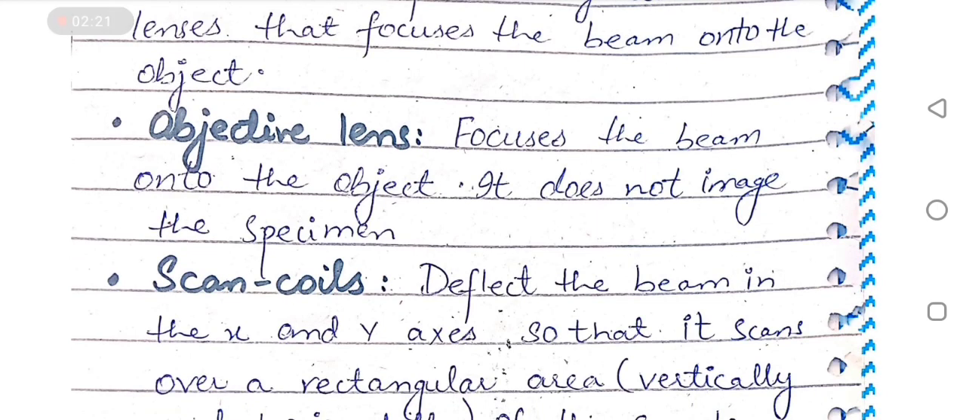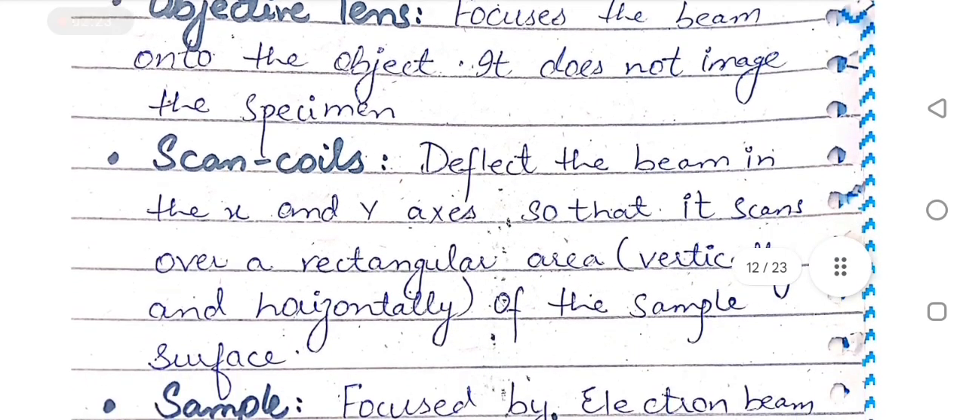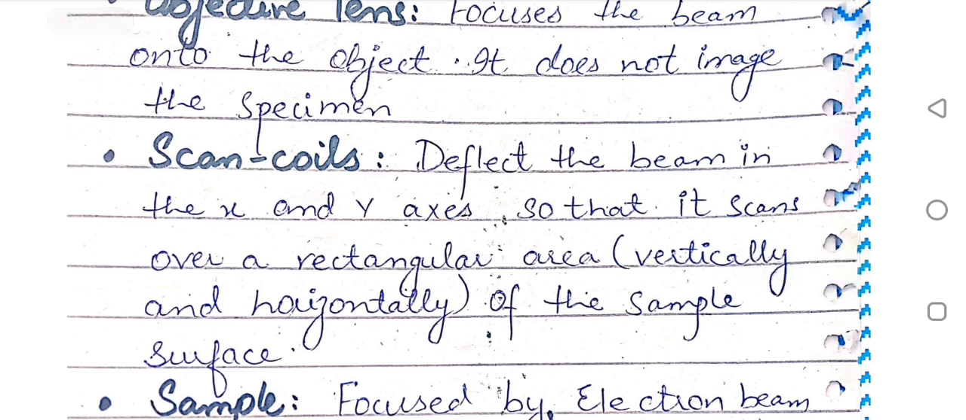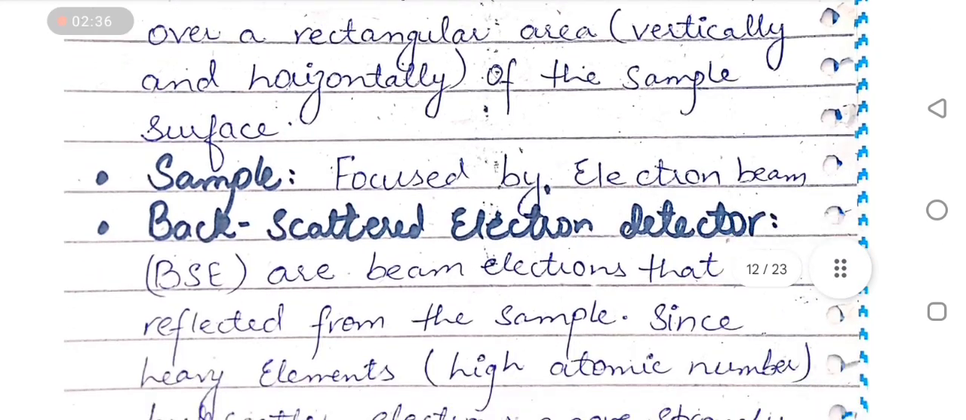It does not image the specimen. The scan coils deflect the beam in the XY axis so that it scans over a rectangular area, vertically and horizontally, of the sample surface. Sample: focused by the electron beam.